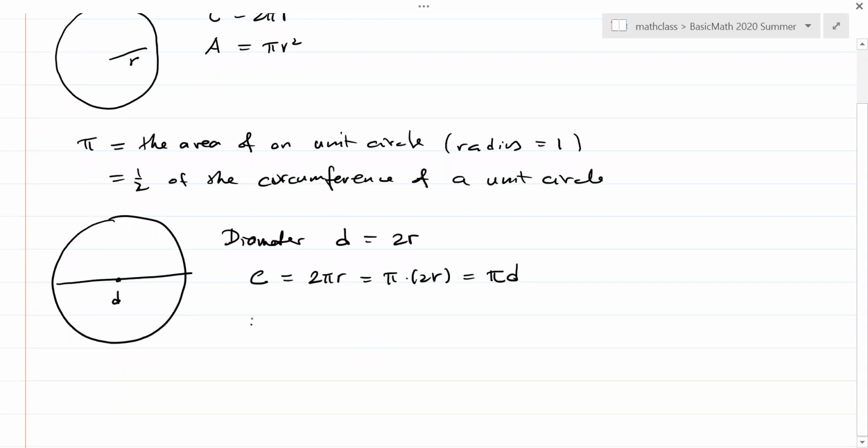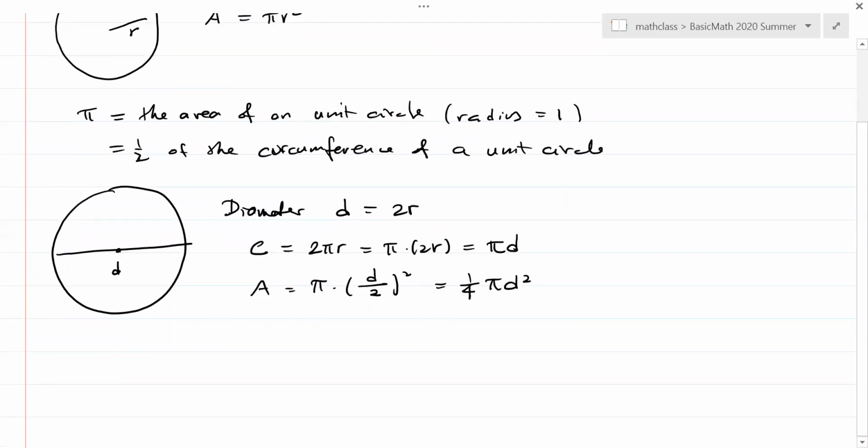And how about the area? The area is a bit more complicated. r is going to be half of d, and then squared, so you can take the 2 squared out. That would be a quarter of pi d squared. Okay, so there are another two versions of the formulas.